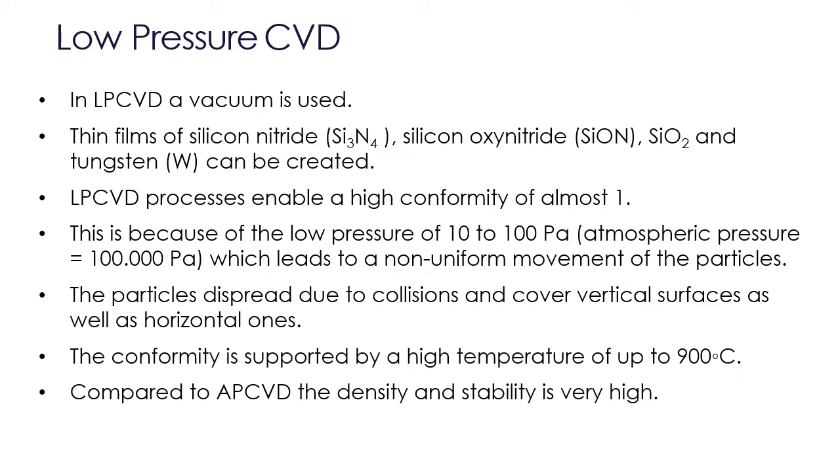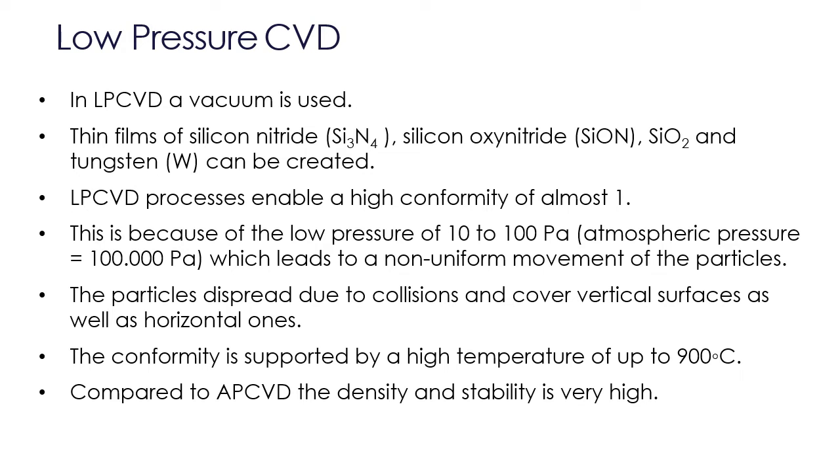The next process is low pressure CVD. LPCVD is a vacuum process, so you have to use a vacuum environment. Thin films of silicon nitride, silicon oxynitride, silicon oxide, and also tungsten can be created in this process. The LPCVD process enables a high conformity, almost 1, which is quite good.